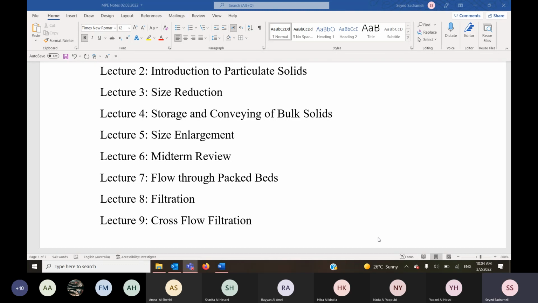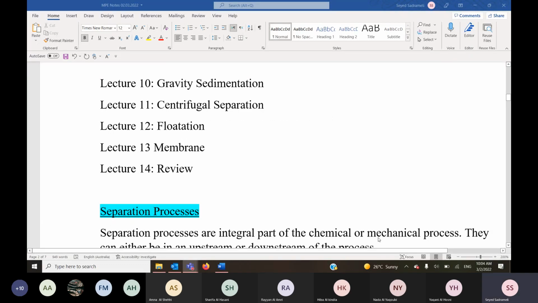We have flow through packed beds, filtration, cross flow filtration, gravity sedimentation, centrifugal separation, flotation, and membrane in the final exam.